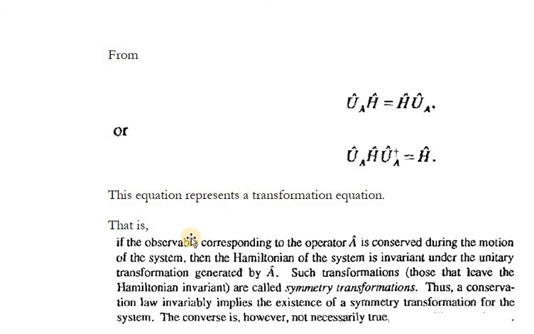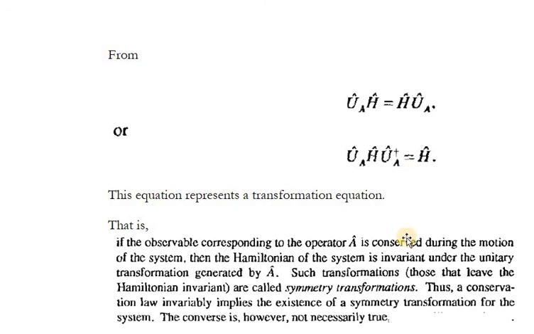That is, if the observable corresponding to the operator A is conserved during the motion of the system, then the Hamiltonian of the system is invariant under the unitary transformation generated by A. Such transformations that leave the Hamiltonian invariant are called symmetry transformations. So the transformations that leave the Hamiltonian invariant are called symmetry transformations.